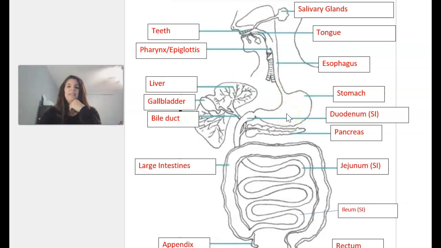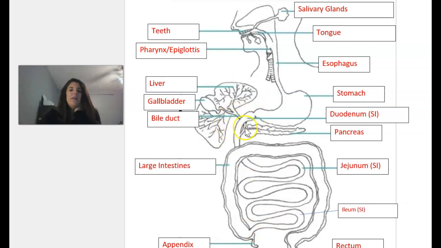Oftentimes people think that the stomach is where most of our digestion takes place, which is actually not true. Most of our chemical digestion is going to take place in the small intestines. The stomach is going to empty into the small intestines, which is this big structure right here. The small intestines is divided into three regions: the duodenum, which is the part that's attached to the stomach, the jejunum, which is in the middle, and then the ileum, which will eventually attach to the large intestines.